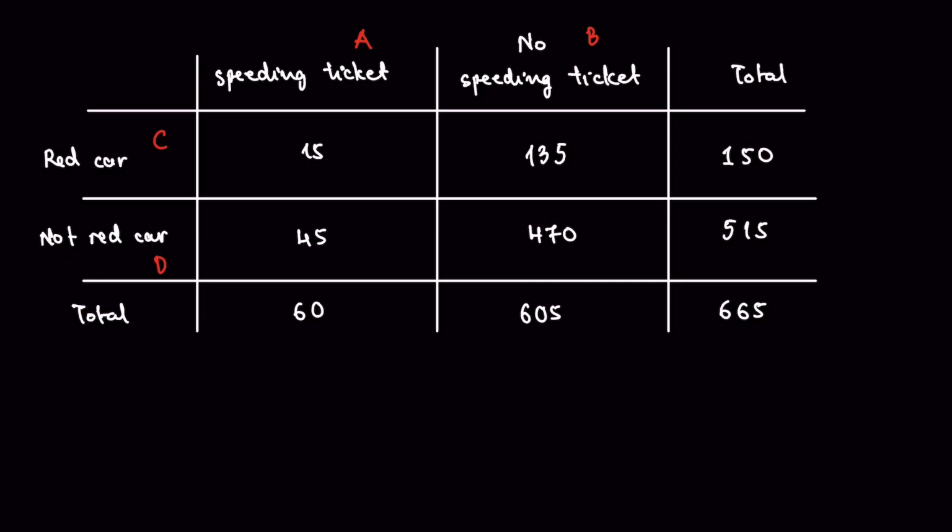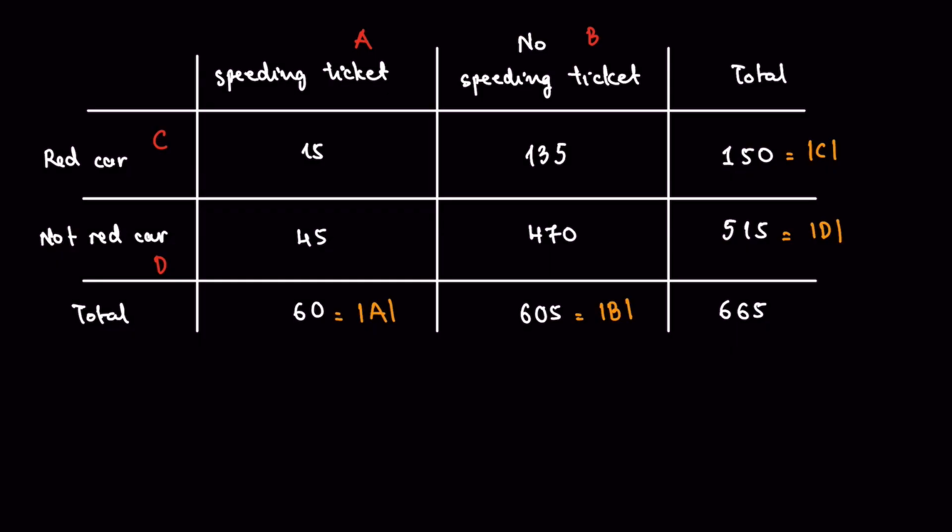Then you can see that the cardinality of A, or the number of speeding tickets, is equal to 60. Then the cardinality of B, or the number of no speeding tickets, is equal to 605. Now for the case of red car, the total number of red cars is 150, so that is the cardinality of C. And there are 515 cars that are not red. Therefore, the cardinality of D is equal to 515.